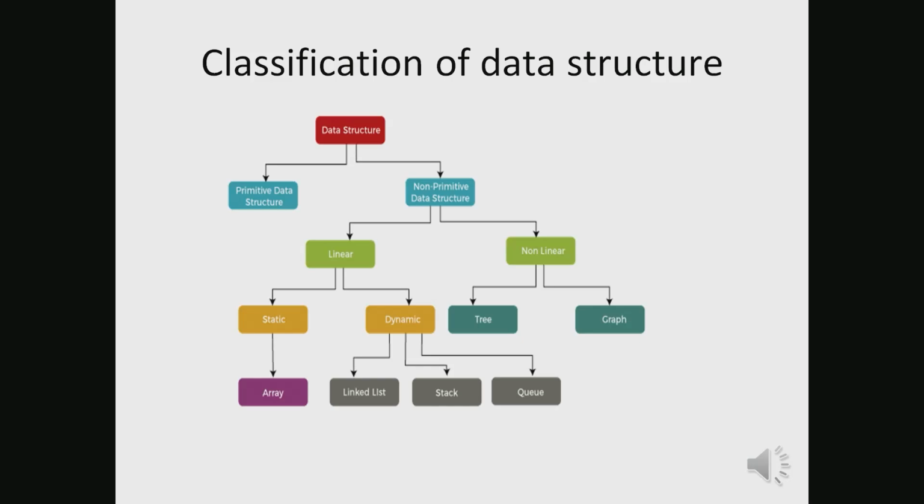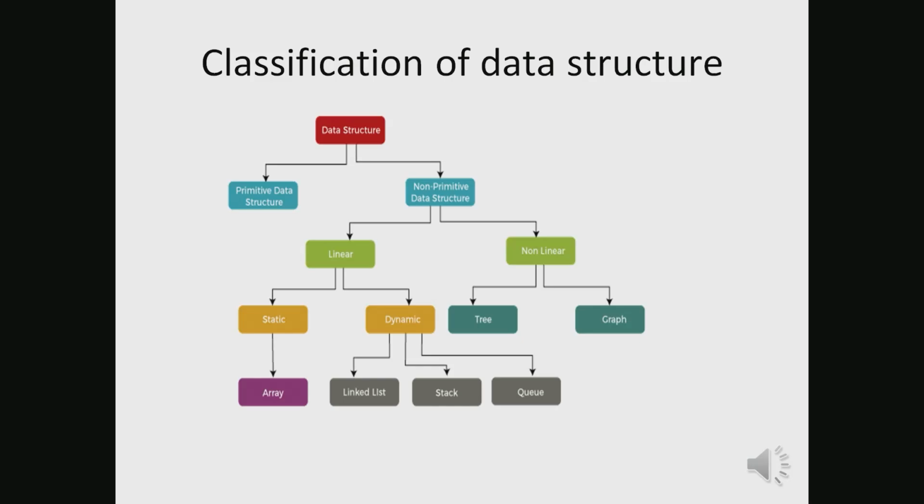And the next point is non-linear data structure. Non-linear data structure is a kind of random type of data structure. The non-linear data structures are tree and graph, as some of the examples.